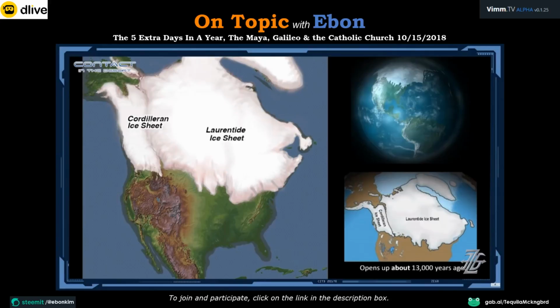This is North America at that time, and you can see that there are two principal ice sheets, the Cordilleran ice sheet in the west and the huge Laurentide ice sheet dominating the eastern sector of the continent.